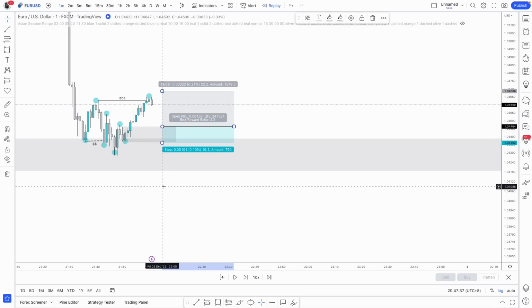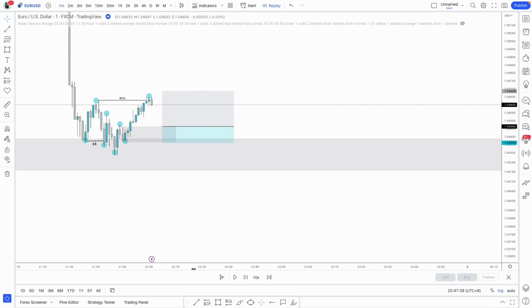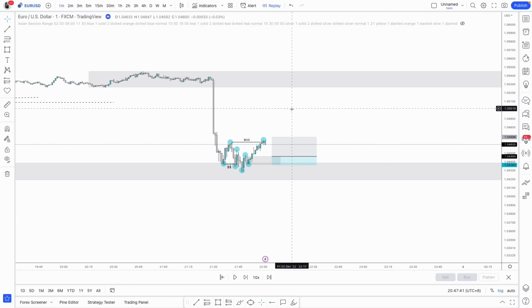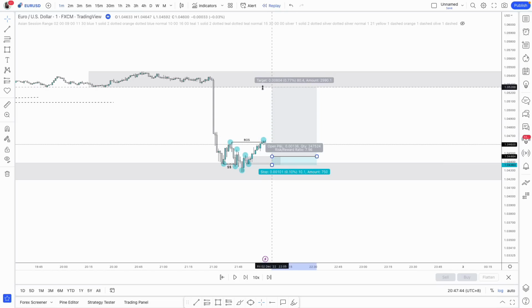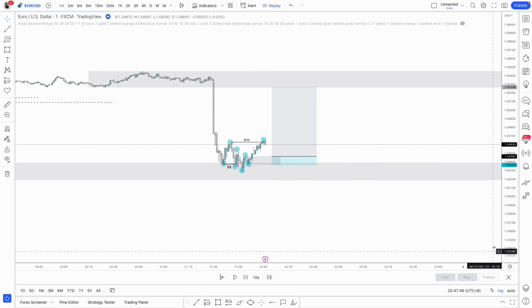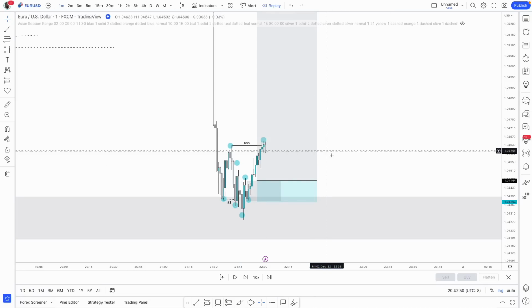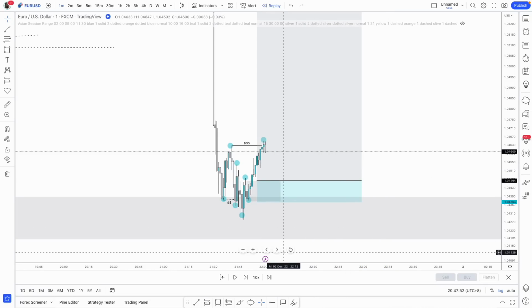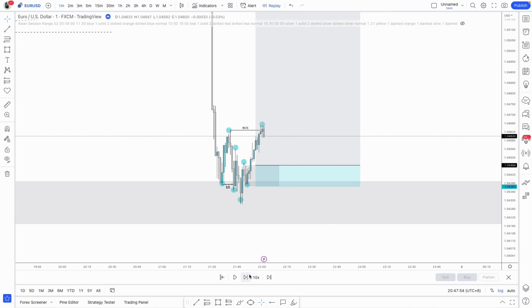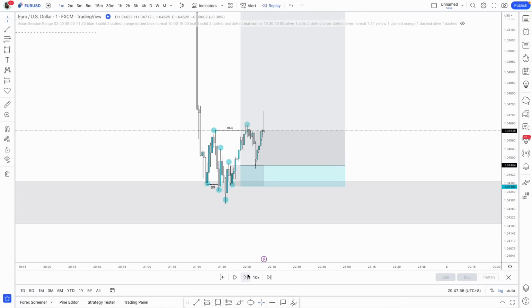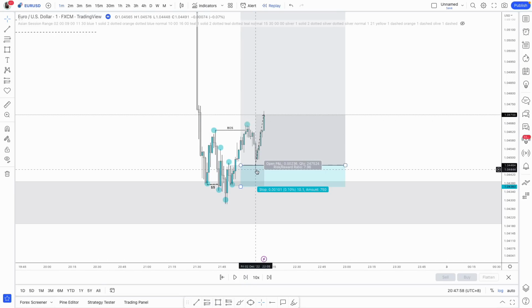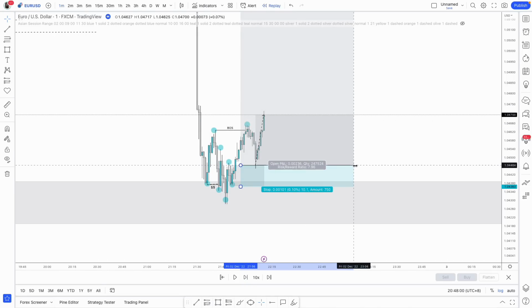That's a 10.1 pip stop loss, so a fairly decent sized stop loss. And then we're going to be looking at this here, which is a 1-to-8 risk to reward. So with that said, playing price out, that'd be an entry level. Price initially taps in, gives an amazing reaction from that level.